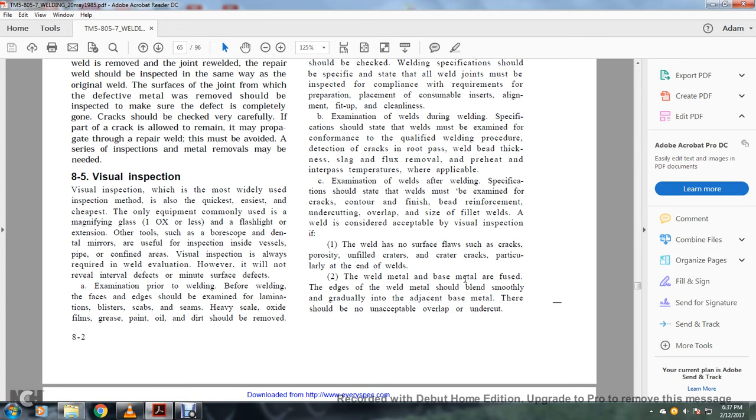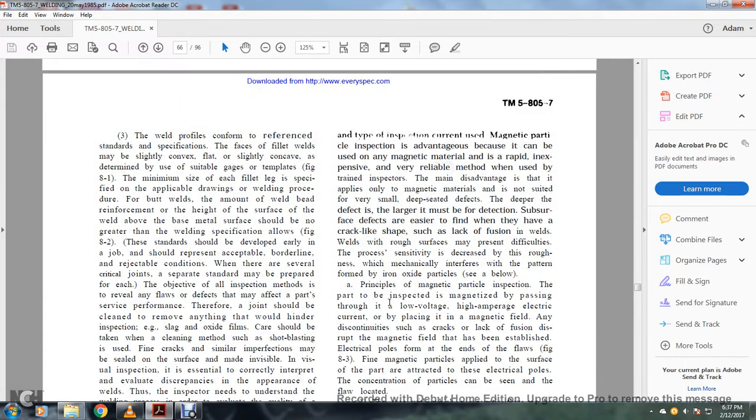Two, the edge of the welded metals should blend smoothly and gradually into the adjacent base metal, and there should be no unacceptable overlap or undercut. Three, the welded profiles conform with the reference standard specification. The face of fillet welds may be slightly convex, flat, or slightly concave, and a gauge or template may be used, as in figure 8.1. The minimum size of each of the fillet legs is specified by applicable drawings.